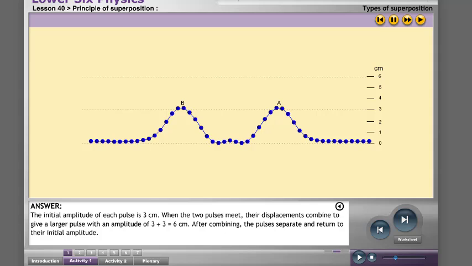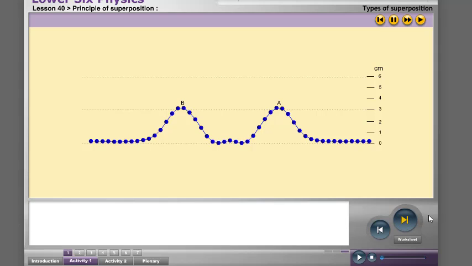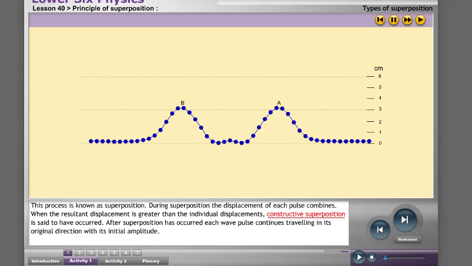When the two pulses meet, their displacements combine to give a larger pulse with an amplitude of 3 plus 3, which equals 6 centimeters. After combining, the pulses separate and return to their initial amplitude. This process is known as superposition. During superposition, the displacement of each pulse combines.